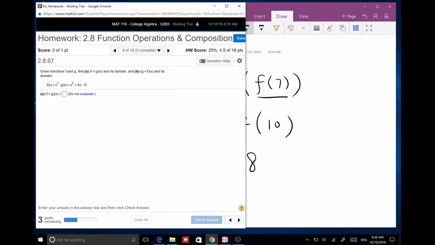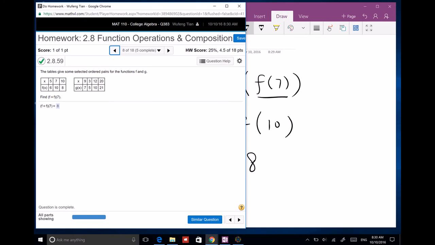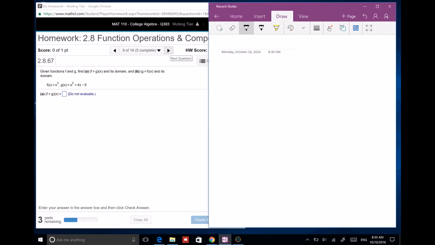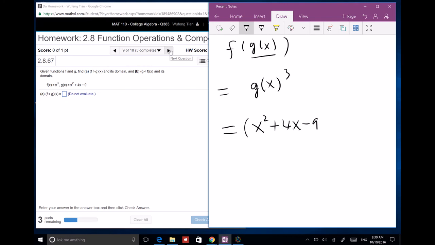Oh, so simple? It doesn't even have more. Okay, so this one is f of g of x. f(x) is x cubed, so basically just replace the x by g(x), so it's g(x) cubed. You don't have to evaluate it, so just replace g(x): x squared plus 4x minus 9, to the third power. You just need to type in this whole thing.